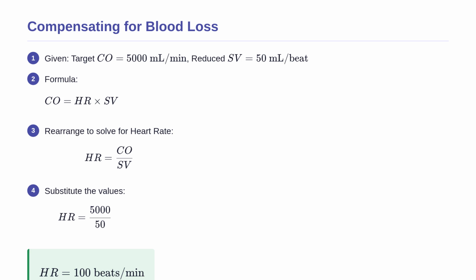We start with our standard equation, but this time we rearrange it using basic algebra to isolate heart rate, dividing cardiac output by stroke volume. Substituting 5,000 for CO and 50 for SV, we divide to get a final answer of 100 beats per minute. Physically, this explains why bleeding patients develop a rapid pulse or tachycardia. The heart beats faster to compensate for the smaller stroke volume.